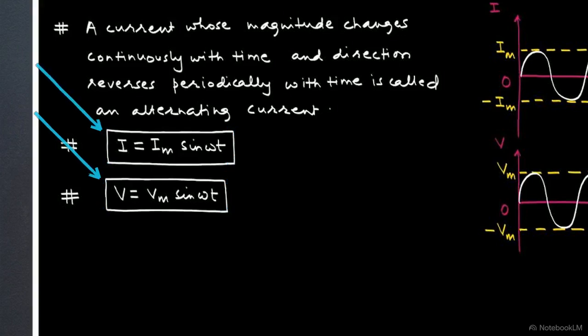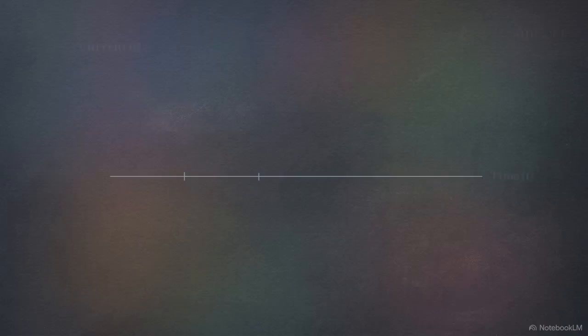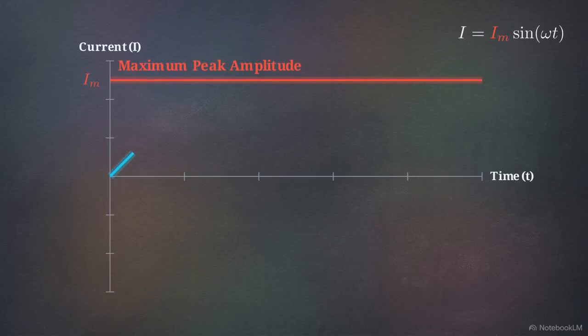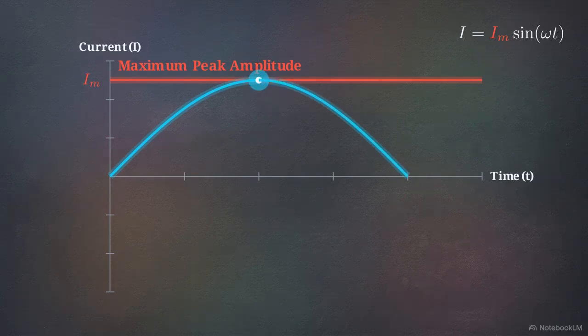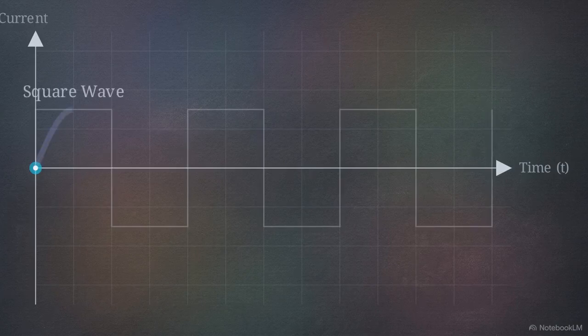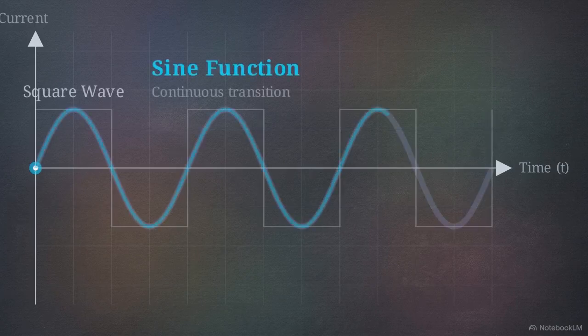Capital I and V represent instantaneous current and voltage at any millisecond, marked by lowercase t. Im and Vm stand for the absolute maximum peak amplitudes. This peak amplitude is the absolute physical limit of the wave's power. The current hits this ceiling right before it begins its inevitable decline. The mathematical engine driving this rise and fall is the sine function. It forces the current to smoothly curve rather than snap abruptly between values.